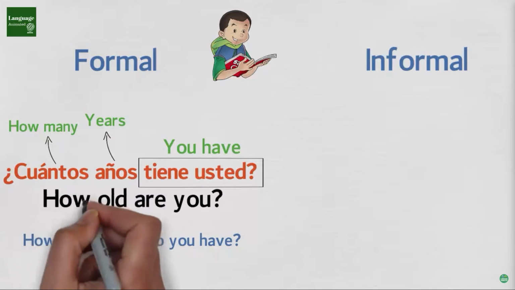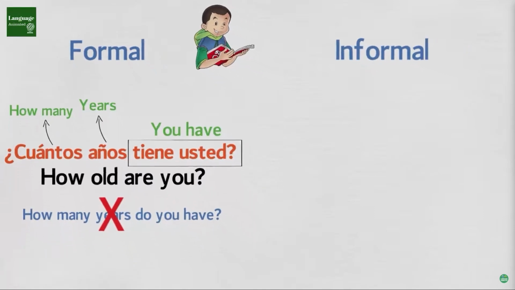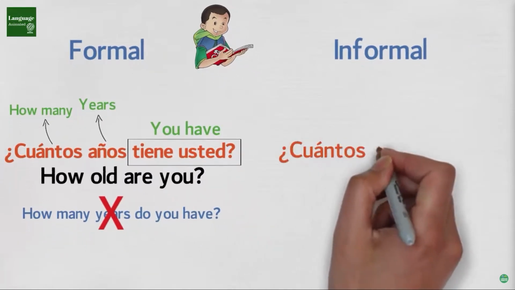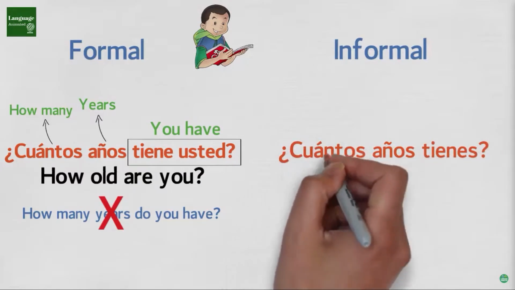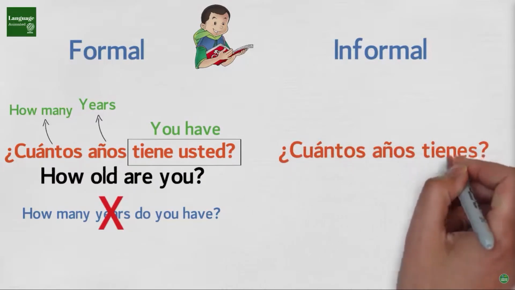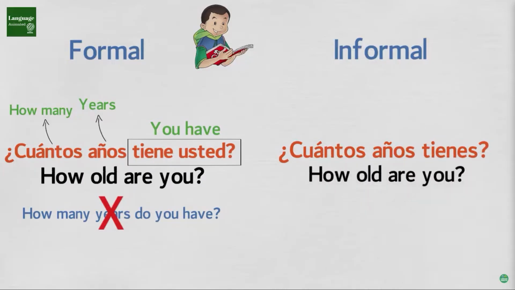So, answering: tengo 24 años. Tengo 24 años, I am 24 years old. Tengo means I have, 24 means 24, and años means years. I am 24 years old. Literally I have 24 years, but the correct answer is I am 24 years old.